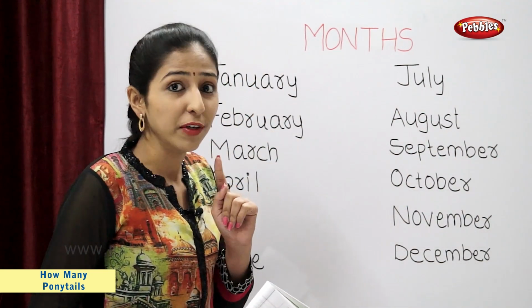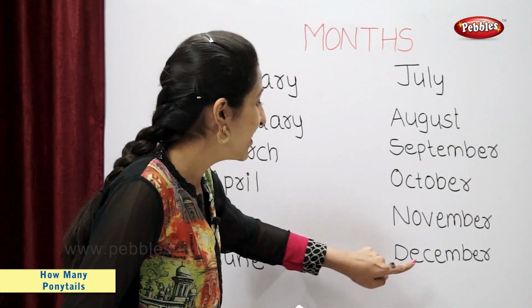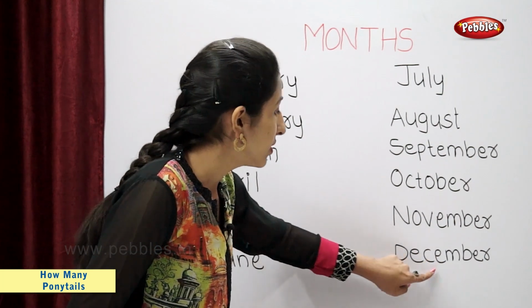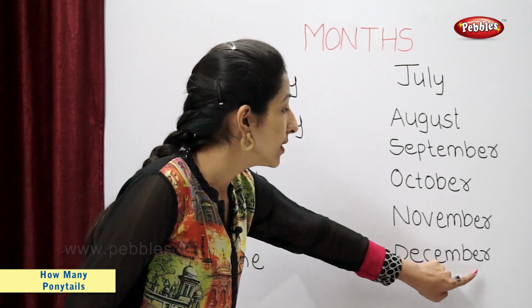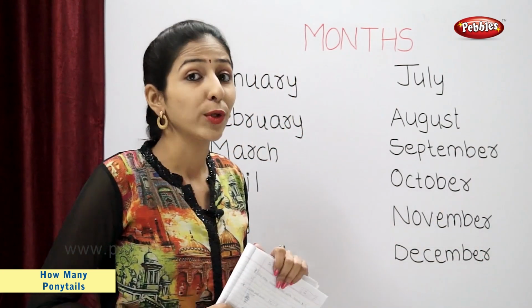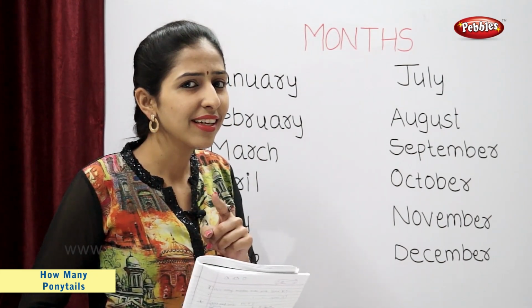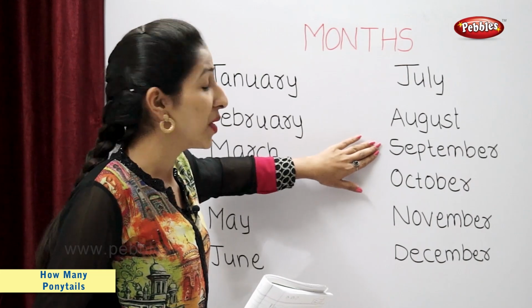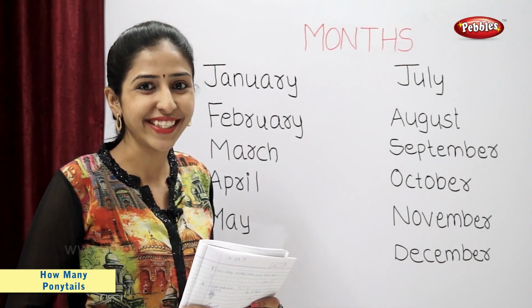Let's count for one more month. December. 1, 2, 3, 4, 5, 6, 7 and 8. So tell me students, which is that month? Correct. That is month September, having the maximum numbers of characters.